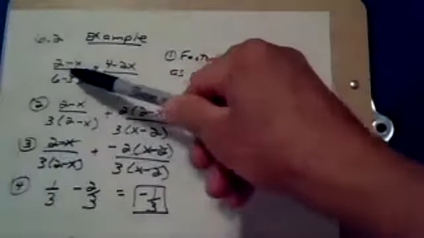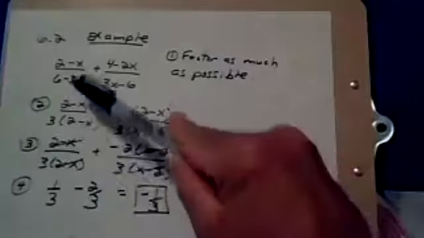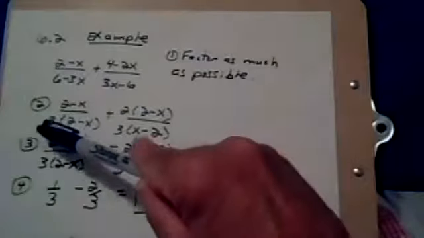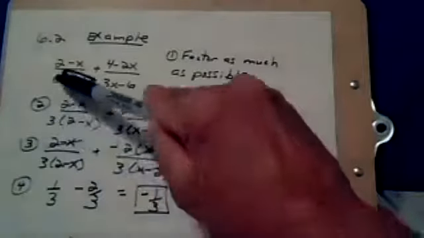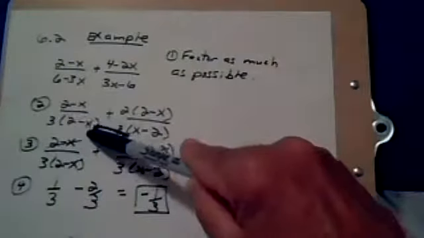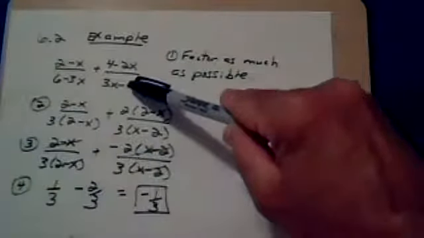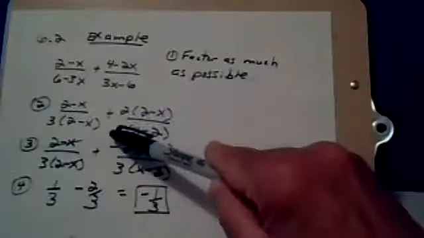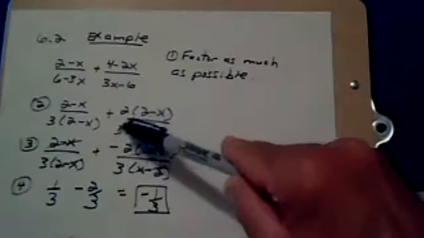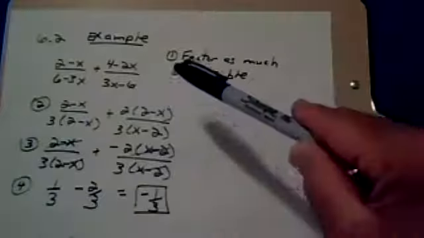So if you look at the denominators, 6 minus 3x, we're going to factor out a 3. And notice 3 times 2 is 6, and 3 times negative x is negative 3x. So this factorization is correct. Right here, you could factor out a 3. So 3 times x is 3x. 3 times negative 2 is negative 6.